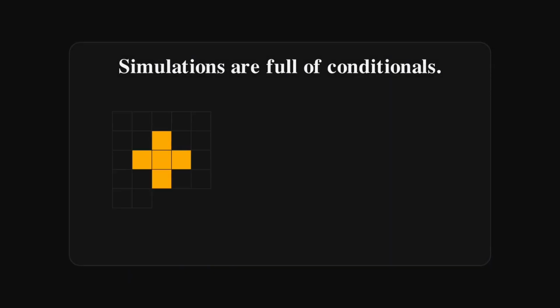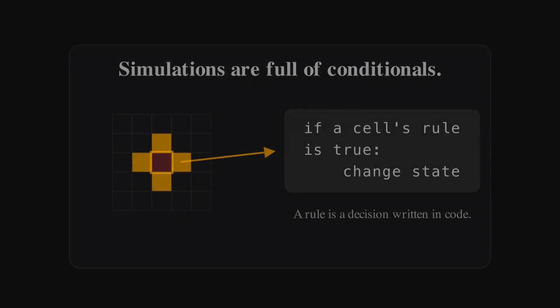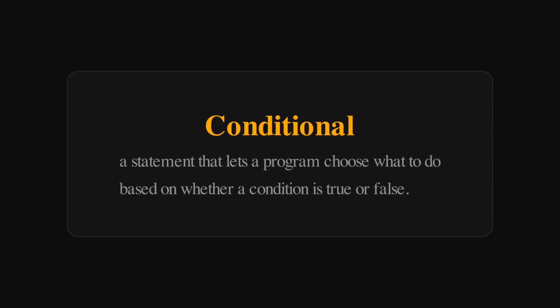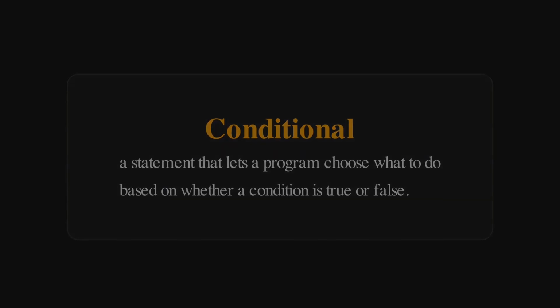Simulations are full of conditionals. A cell checks a rule. If the rule is true, the cell changes state. If the rule is false, the cell stays the same. A rule is just a decision written in code. A conditional is a statement that lets a program choose what to do based on whether a condition is true or false.